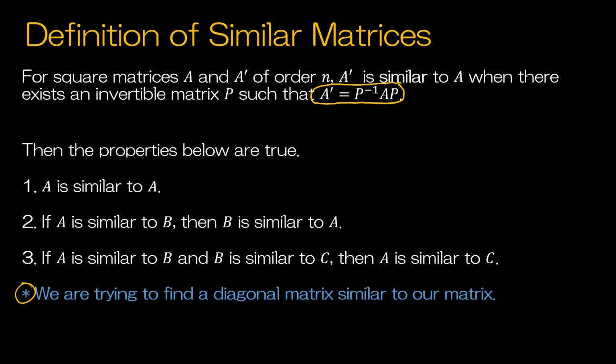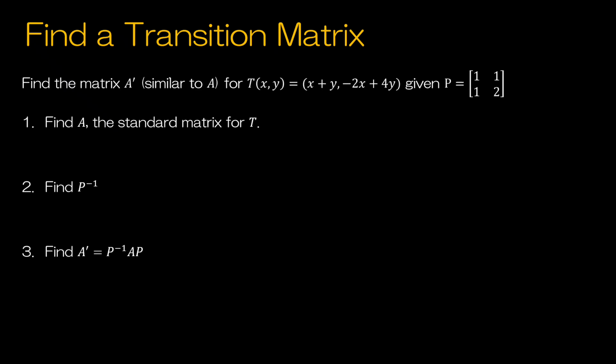Before we continue, just a couple of properties. A matrix A is always similar to itself. That's like the reflexive property. If A is similar to B, B is similar to A, that is the symmetric property. And if A is similar to B and B similar to C, then A is similar to C, that's the transitive property. Let's take a look at our first example.